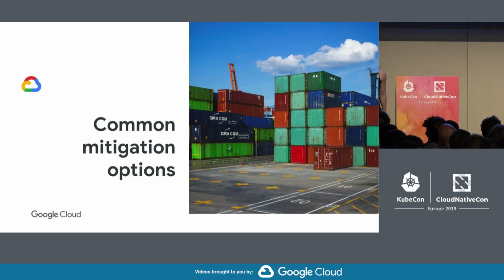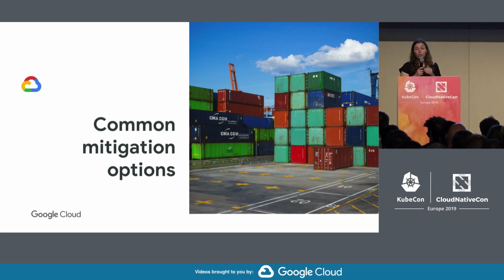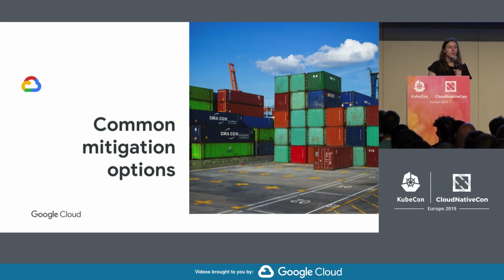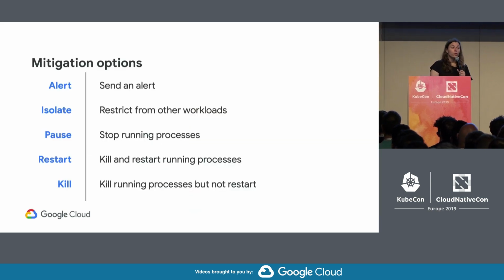Cool. So now that you've detected something, using your logs, using GUR, using snapshots, whatever happens to be, what should you actually do in your environment? So let's go through the most common mitigation options that you have at your disposal. You could send an alert, isolate a container, pause a container, restart a container, or kill a container. These options are increasing in order of certainty, but also in order of severity, right?